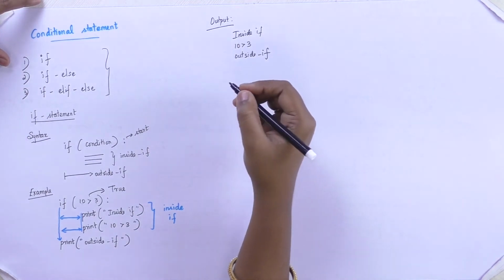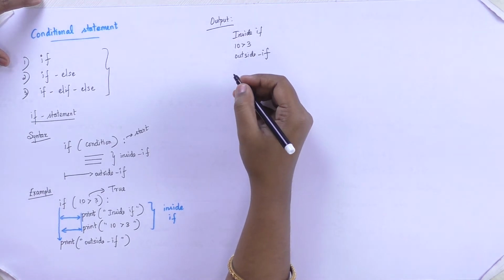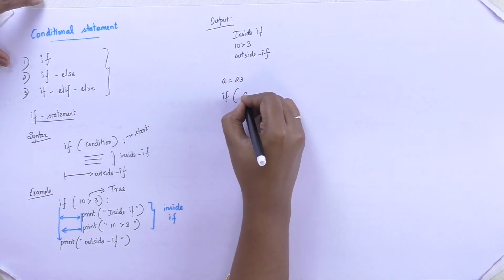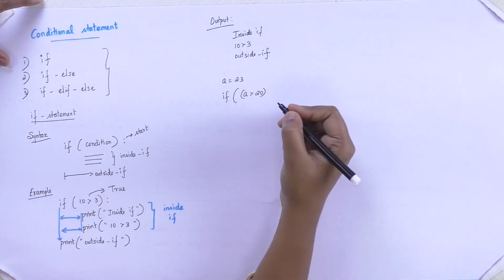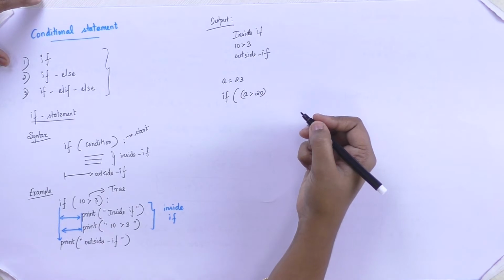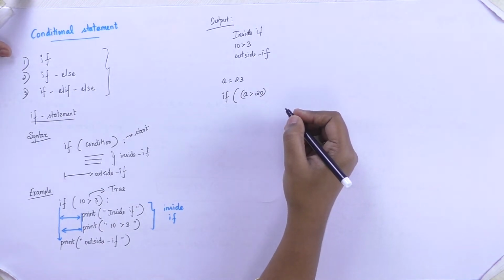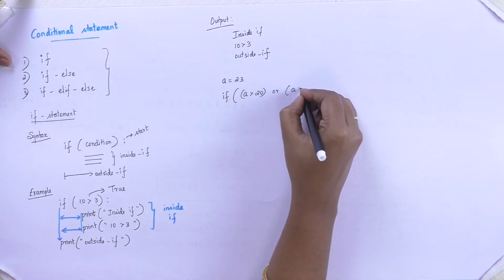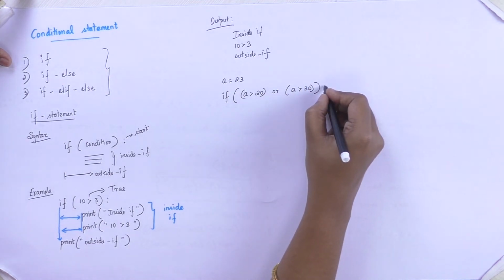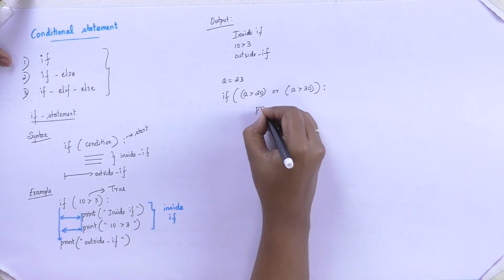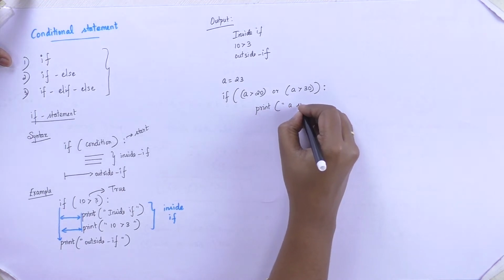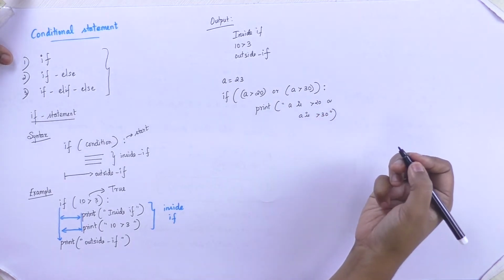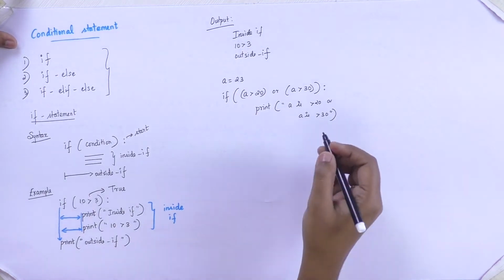Take a program having an if with multiple conditions. I'm having a is equal to 23, and I'm checking whether a is greater than 20. If you are having multiple conditions, you have to use logical connectors like AND, OR, NOT that we have seen in the types of operators in the previous video lectures. So a is greater than 20 or a is greater than 30. I'm giving two conditions here and a colon, and printing "a is greater than 20 or a is greater than 30". I'm giving understandable messages inside this block. So this is how I've written it.